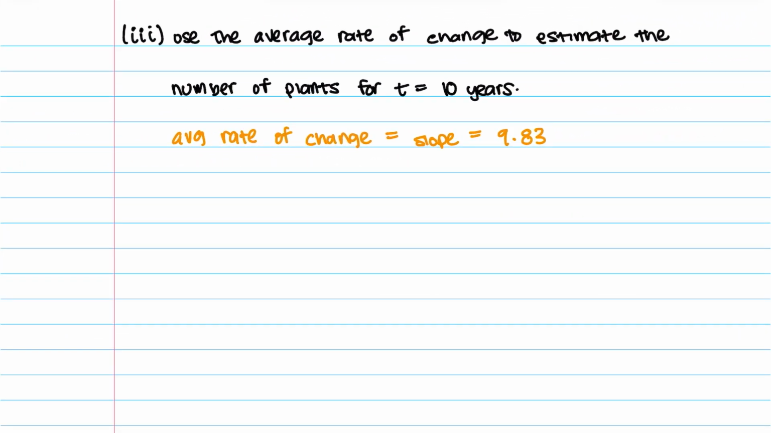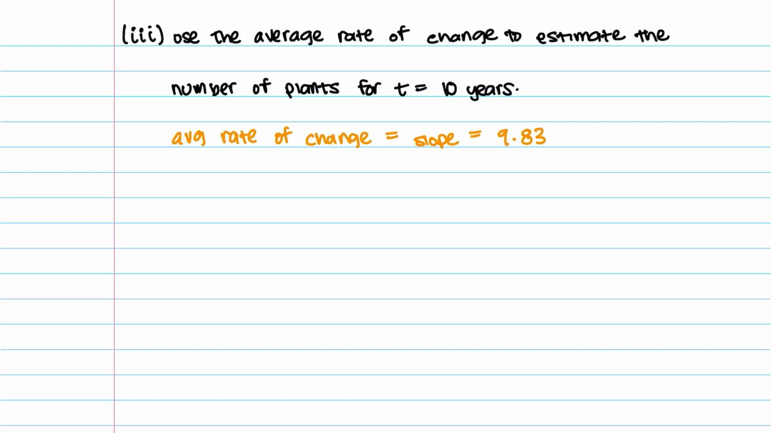Alright, so for this last part, we want to use the average rate of change, which we found in section 2, to estimate the number of plants when t is equal to 10, or in other words, the year 2023. Now, we know from section 2 that the average rate of change, or in other words, the slope, was equal to approximately 9.83.